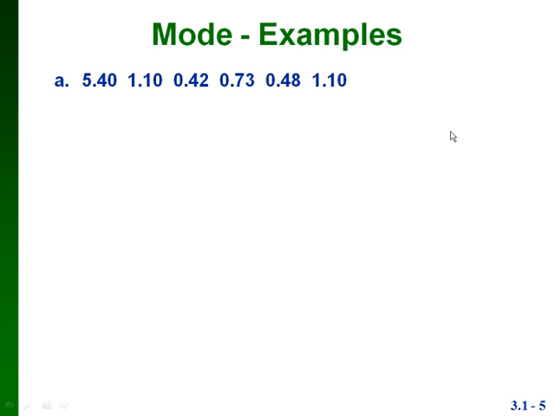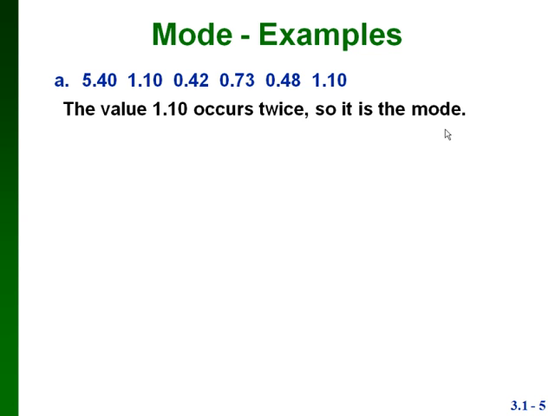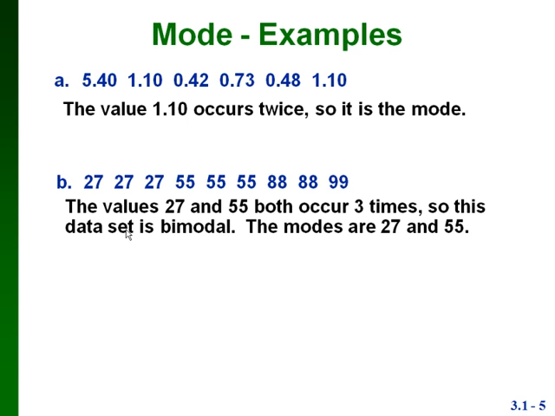If you look through this list, you will notice that the value 1.10 occurs twice. It's the only one that occurs more than once, so it is the mode for this set of data. In this list, notice that the value 27 and the value 55 both occur 3 times. So they're tied for having the greatest frequency. That means both of them are modes, and this is a bimodal data set. And finally, we have this set of data. If we go all the way through, we see there's no value that's repeated, so this set has no mode.